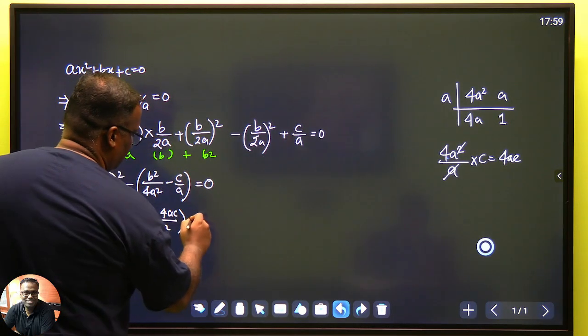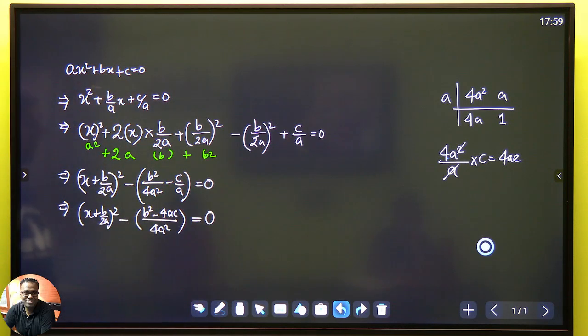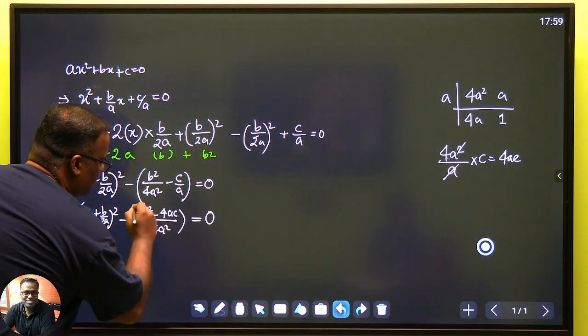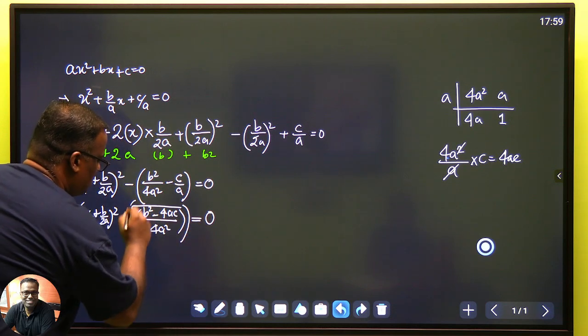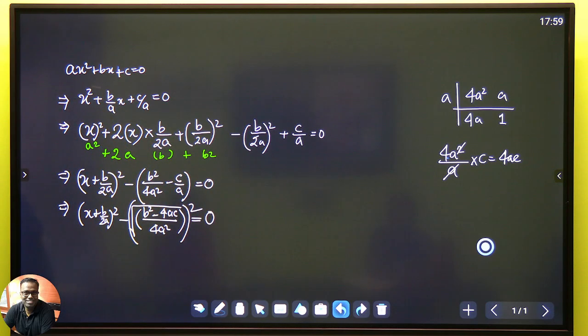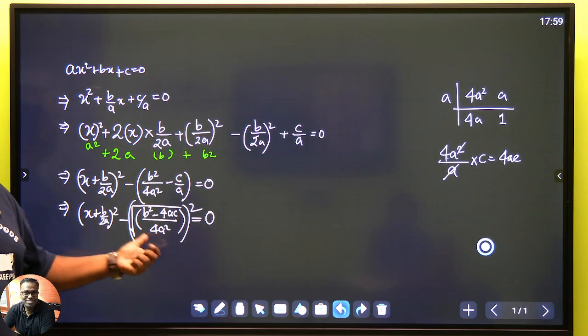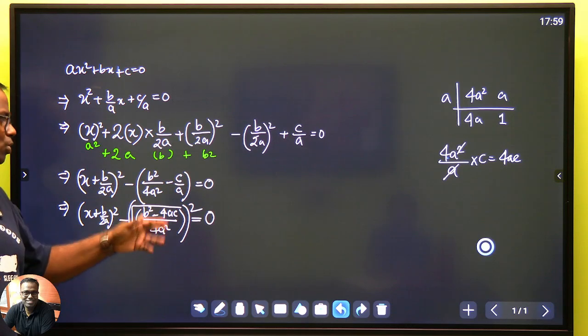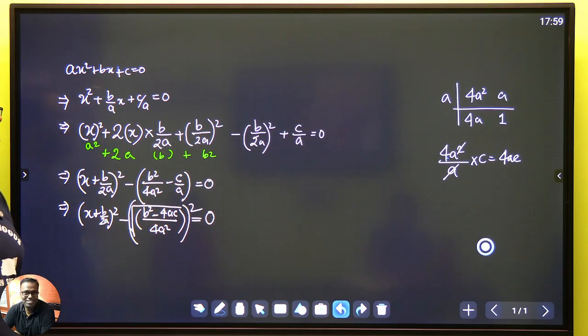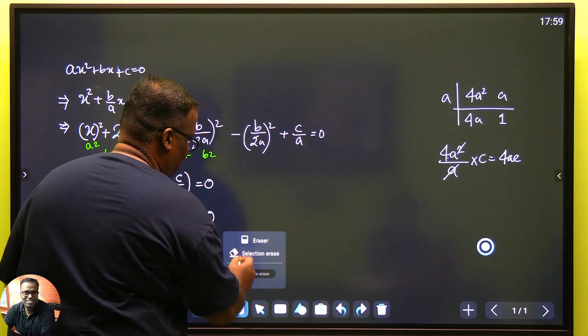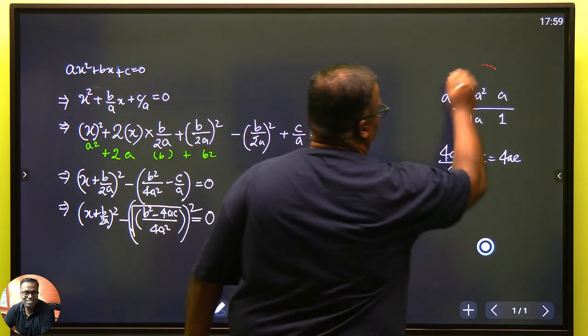And this is equal to 0, but my job is to make this whole thing a square minus b square. Yes or no? It is the same thing. Because I need the format to be a square minus b square, so I put a root and then I put a square. Root and square cancel each other. Are we fine? Okay.